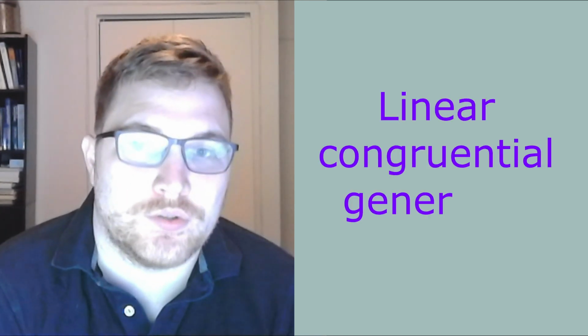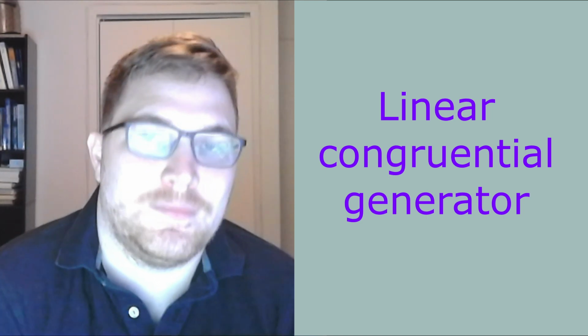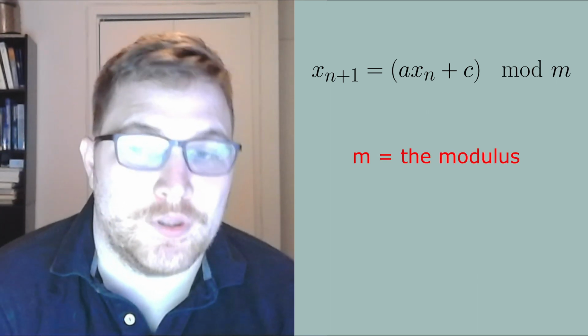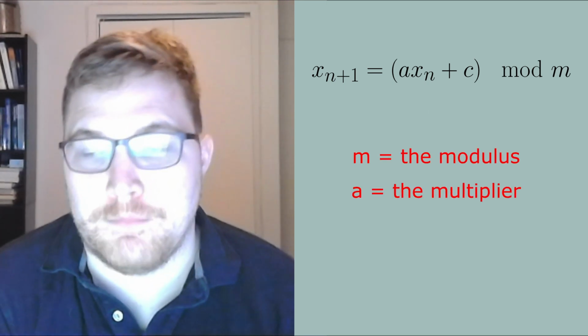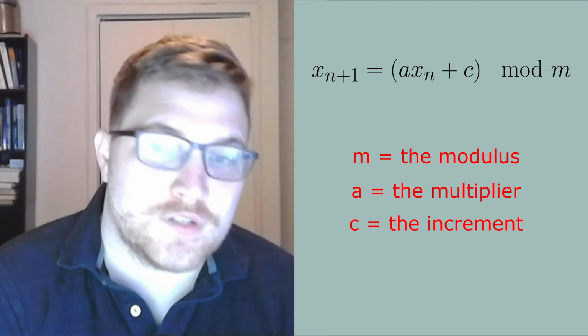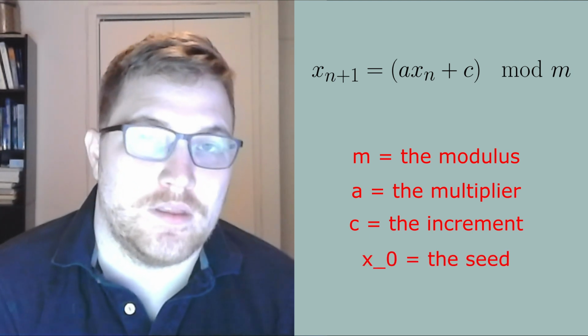Probably the simplest way to do this yourself would be to implement a linear congruential generator, which is an algorithm that gives you back pseudo-random numbers using modular arithmetic. The generator works by defining the following recurrence relation, where here we call m the modulus, a the multiplier, and c the increment. And the first value x0 would be the seed.